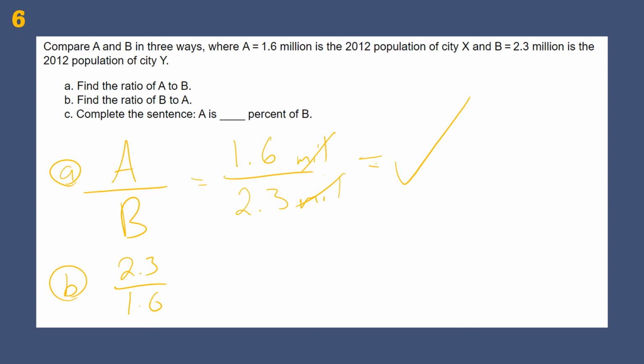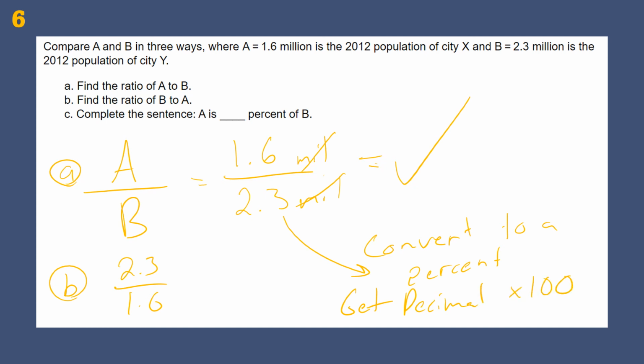And the last part says A is what percent of B, okay? So A is what percent of B means we take that ratio from part A and we turn it into a percent. Now, how do you convert this fraction, this ratio, to a percent? Well, all we have to do is type it into our calculator, get the decimal, and then multiply by 100, or move the decimal place two.